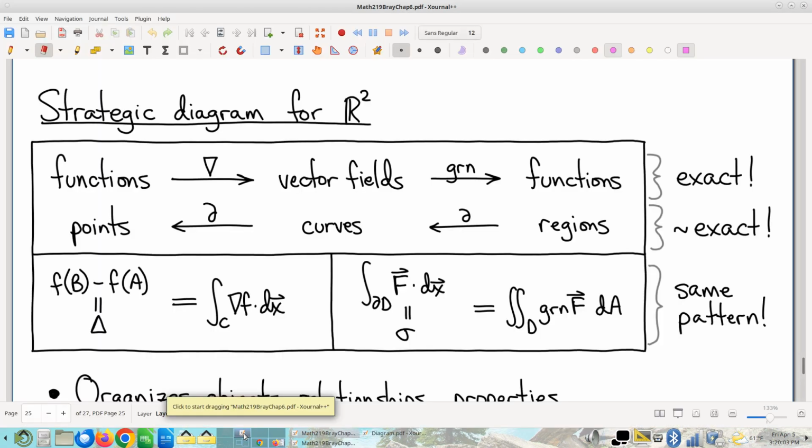Okay, so off we go. Here's where we left off last time. So I want to talk about this diagram a little bit. This is not in the book, but I think this is a really, really useful collection of ideas.